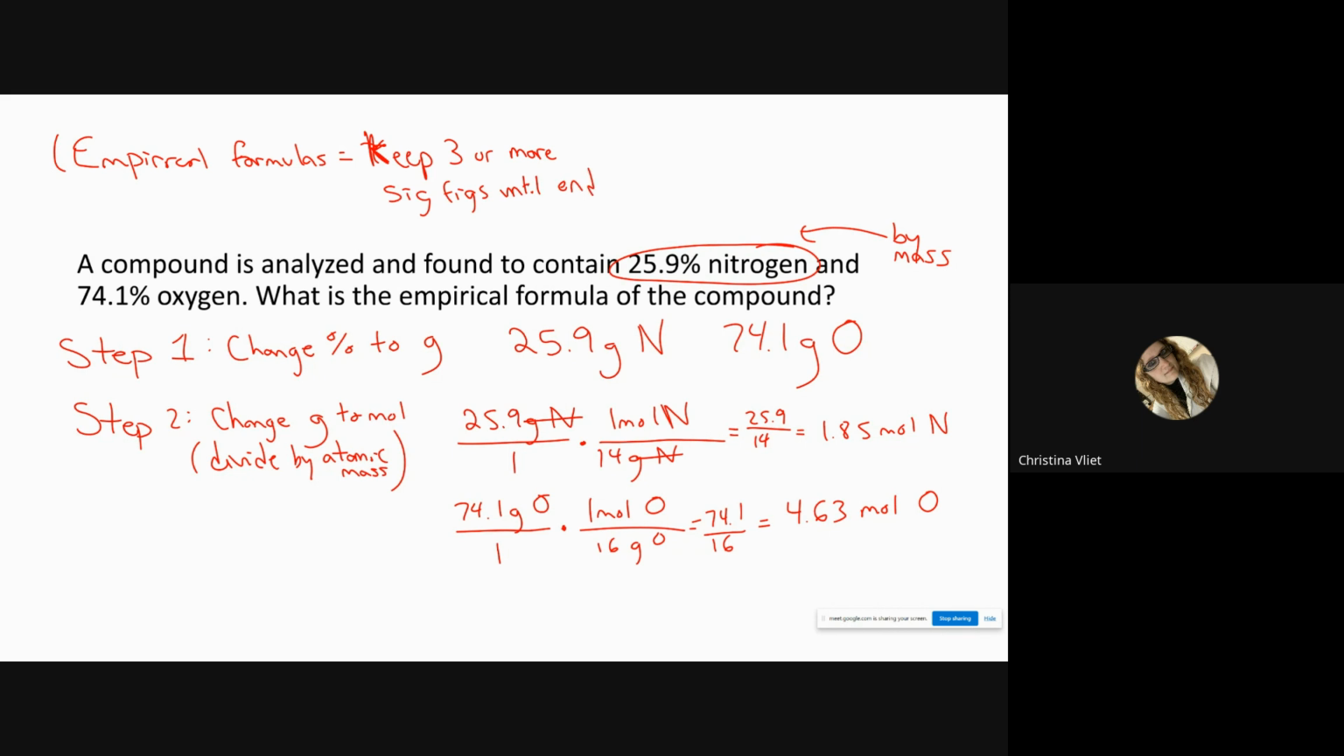You round at the end. Yes. And then you get 25.9 divided by 14. I got 1.85. Did you divide 25 or did you divide 25.9? Because I think I heard you say 25 earlier. Yeah, it's 25.9. All right.